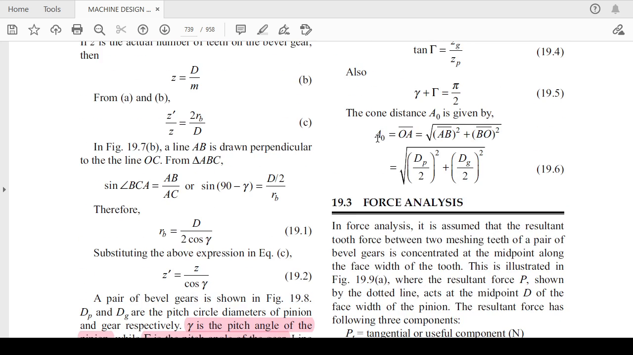Cone distance you can calculate. Sometimes they ask for A0, which is equal to OA, which is equal to the square root of AB square plus BO square, that is, pinion pitch circle radius whole square plus gear pitch circle radius whole square. dp by 2 means pinion pitch circle diameter divided by 2, and likewise for the gear pitch circle diameter. If you divide by 2, this gives the radius. Take the radius whole square, and you will get the value of A naught, which is also called the cone distance. Most of the time you have to calculate this during your numericals.